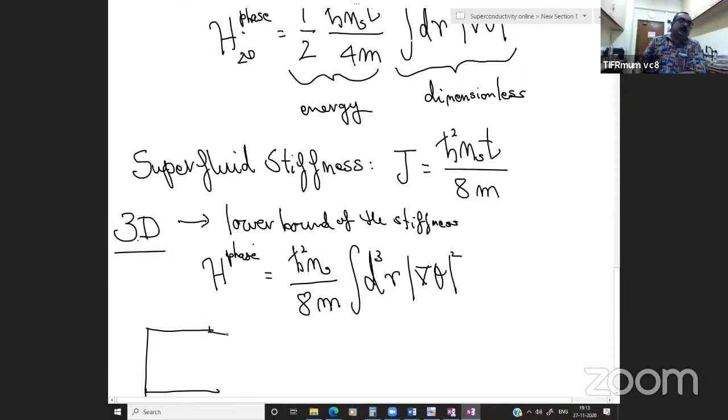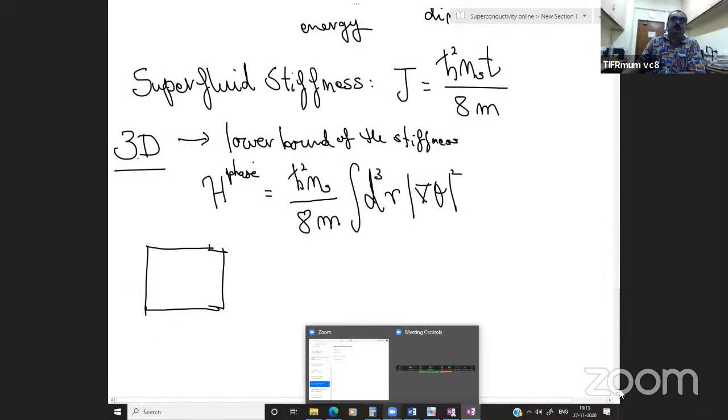For this you have to understand that if I take a bulk 3D superconductor, not a film now, then what is the minimum length scale over which I can actually apply a reasonable phase twist? That characteristic length scale would be of the order of the coherence length. If I am much smaller than the coherence length, I cannot apply a twist. Of course, I can have twists at length scales much larger than the coherence length, but that will not help me in getting the lower bound.